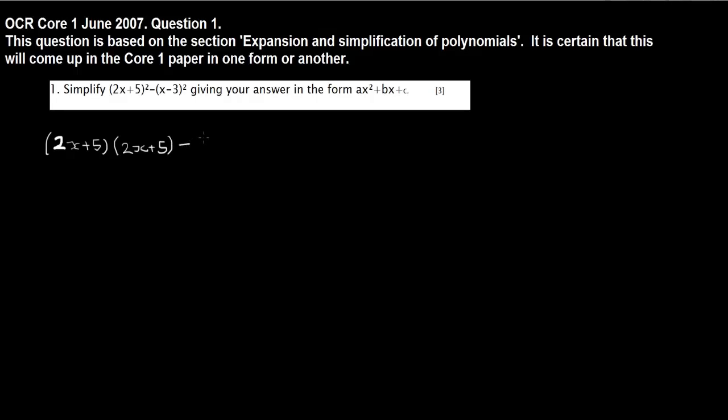minus x minus 3 all squared. If we write that as x minus 3 times x minus 3, then we multiply the brackets.